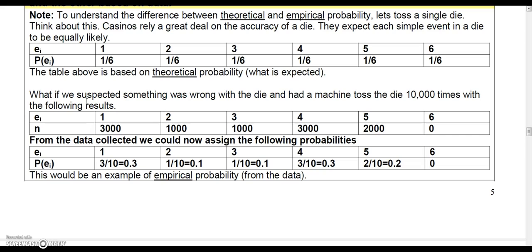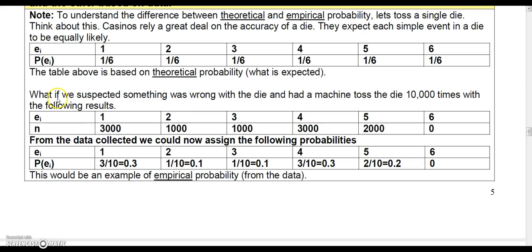Okay, now to understand the difference between theoretical and empirical probability, let's toss a single die, just a six-sided die. Now remember, casinos rely a great deal on the accuracy of a die. A fair die is very important to casinos because they rely on the probabilities. So if you tossed a die, they would expect the probability of rolling each number 1 through 6 to be 1/6. And that's the theoretical probability.